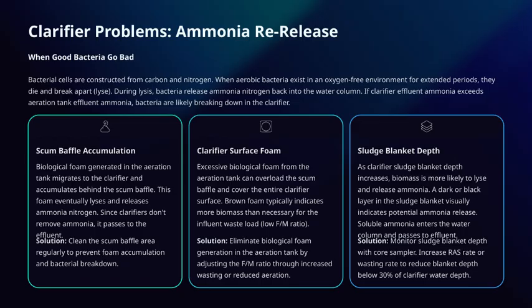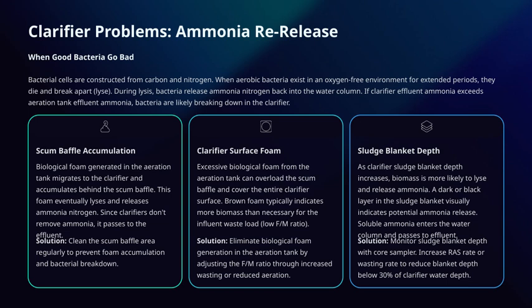Finally, sludge blanket depth plays a role too. As the sludge blanket gets deeper, bacteria are more prone to lyse and release ammonia. If you see a dark or black layer in the sludge blanket, that's a sign of potential ammonia release happening. To manage this, we should regularly monitor the sludge blanket depth. Using a core sampler is a good method. If it gets too deep, say, over 30% of the clarifier's water depth, we can increase the return activated sludge rate or waste more sludge to keep it in check. All these points tie into the bigger picture of maintaining a healthy, stable biological process and preventing ammonia re-release that can compromise water quality.